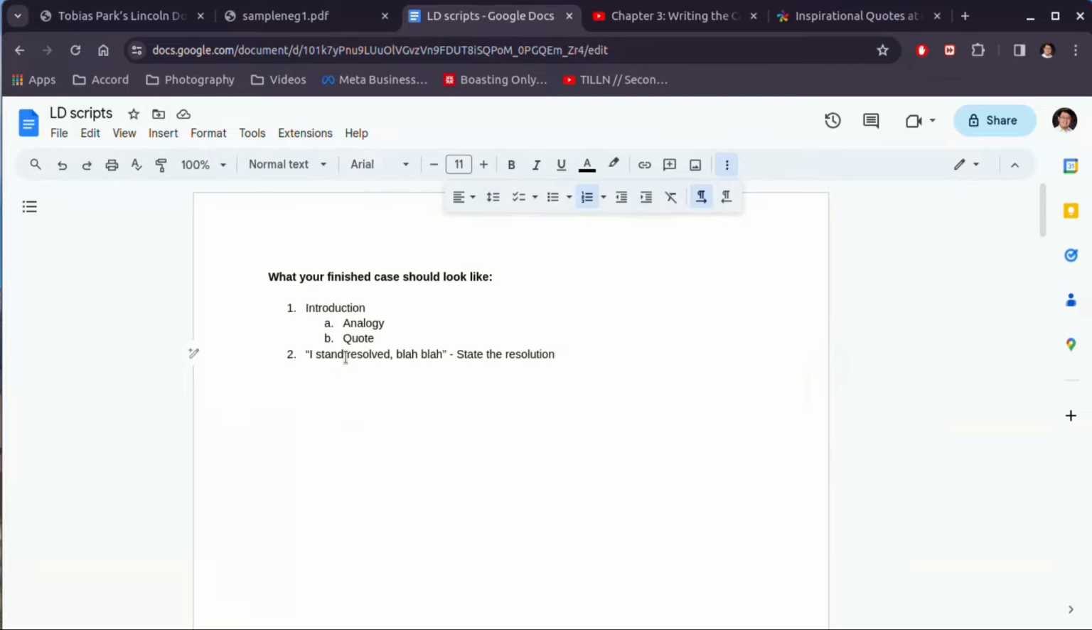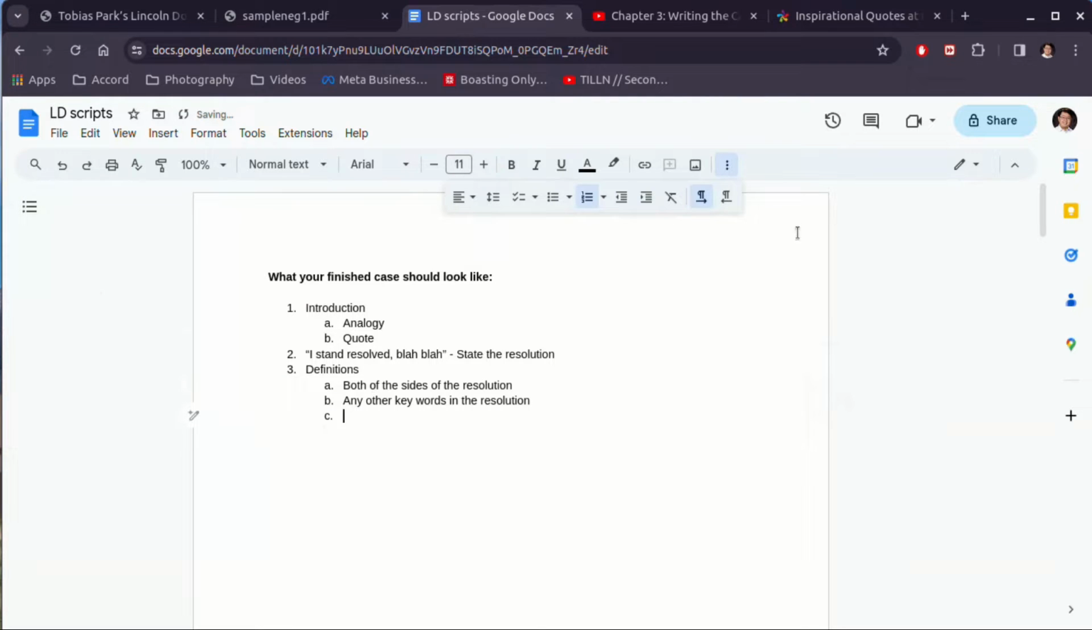But you have your introduction, you state the resolution, you give your definitions. What do you need to define? You need to define both sides of the resolution and any other keywords in the resolution. You're also going to define your value and criterion, but we're going to do that a little later.